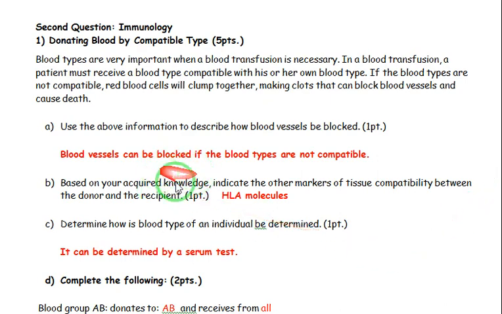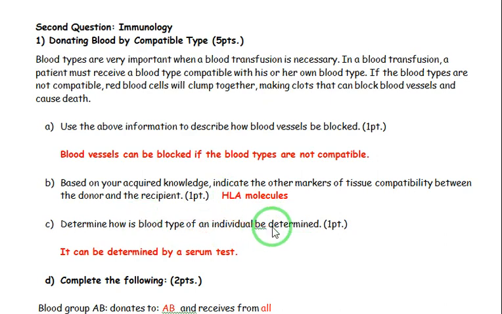Based on your acquired knowledge, indicate the other markers of tissue compatibility between the donor and the recipient. As you know, the self-markers of the body are 2: blood types, or blood group, or ABO system, and HLA molecules. So the blood groups are mentioned in the text, so the other marker is HLA molecules. HLA stands for human leukocyte antigen.